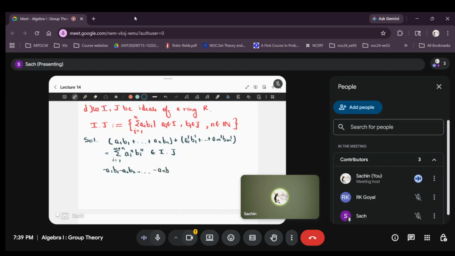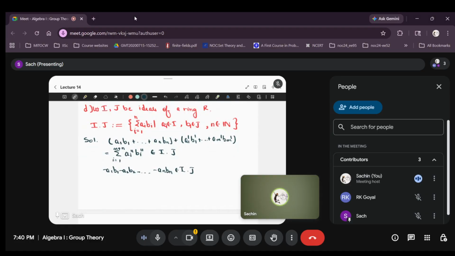This will also belong to IJ because you can take it however you want. You can take minus a1 in place of a1, or minus b1. In each of the terms, one of them you can simply negate and that will also belong to the corresponding ideal. So if a1 is in I, minus a1 is in I, and if b1 is in J, minus b1 is in J. So you can take minus a1 times b1 or a1 times minus b1. Both will give you minus of a1 times b1 only. So the additive inverse is also in IJ.